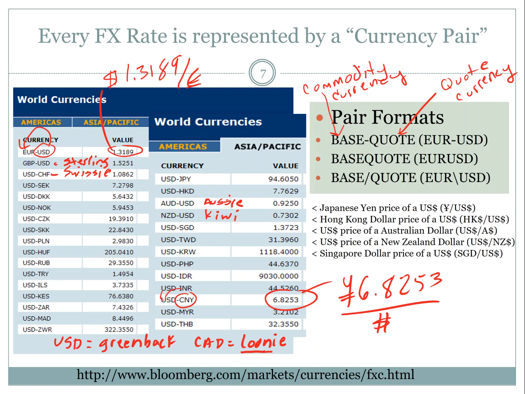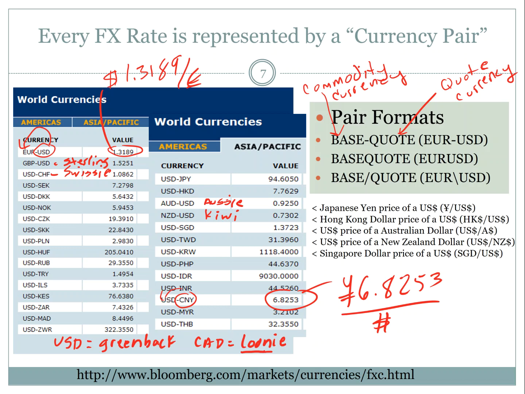This is the Swiss franc. CHF is the only one that's really confusing. The Swiss franc is the CHF. It's the Swiss franc price of a dollar, Swedish kroner price of a dollar, Danish kroner price of a dollar, Norwegian kroner price of a dollar, Czech kroner price of a dollar, Polish zloty price of a dollar, Hungarian forint price of a dollar, Russian ruble price of a dollar, and so on. ZAR, South African rand price of a dollar. Here's the yen price of a dollar, Hong Kong dollar price of a dollar.